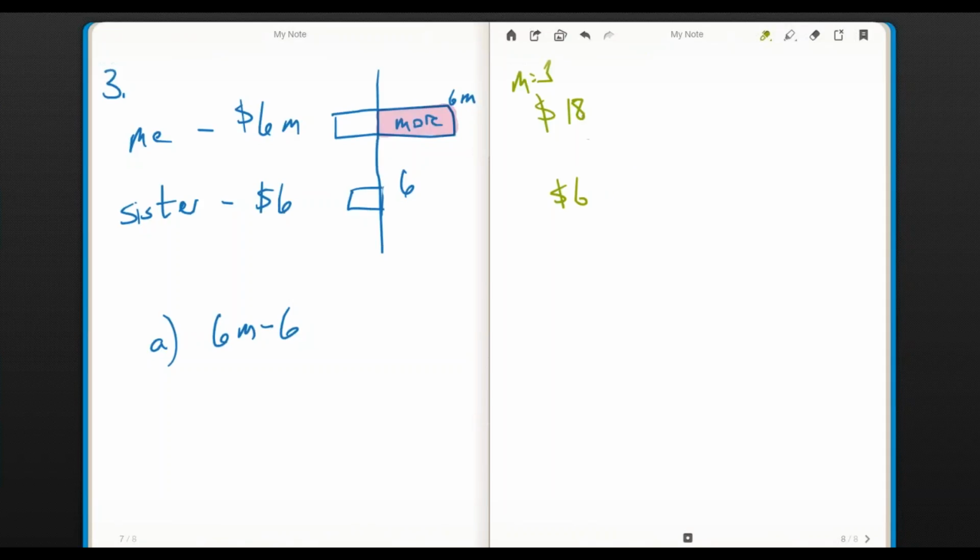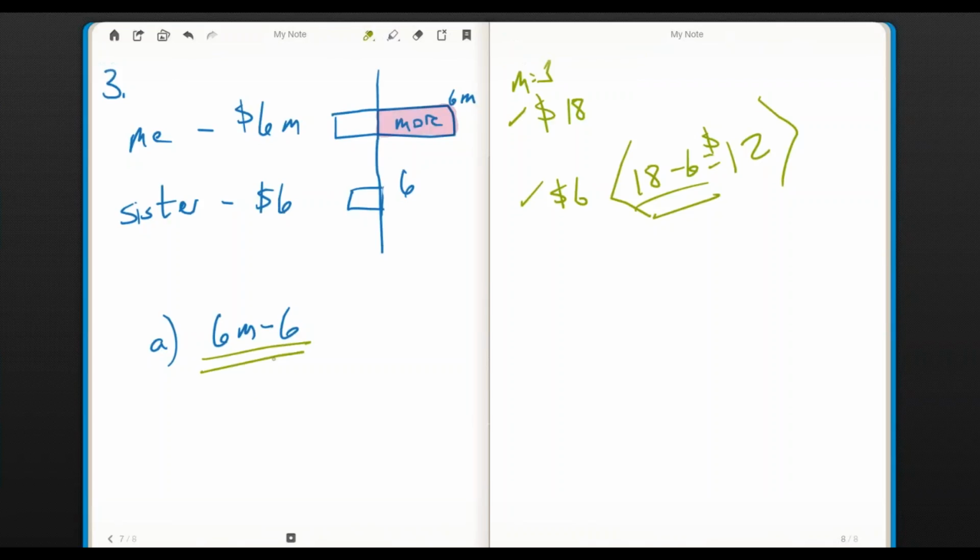18 minus 6. How much more money has he than his sister? 18 minus 6 is 12. He has $12 more than his sister. How did I find that? I found that she had 6. I found out how much he had, and I did a subtraction problem. That's why I subtracted 6M minus 6.